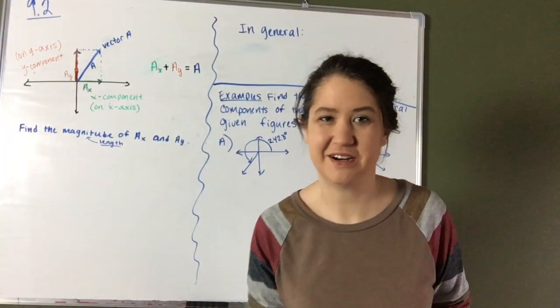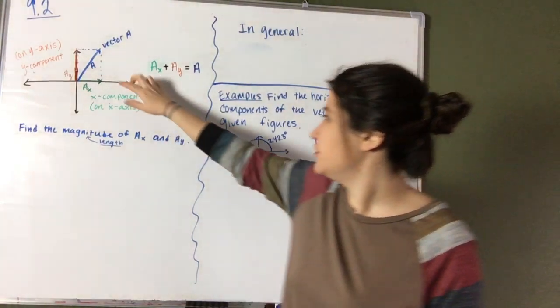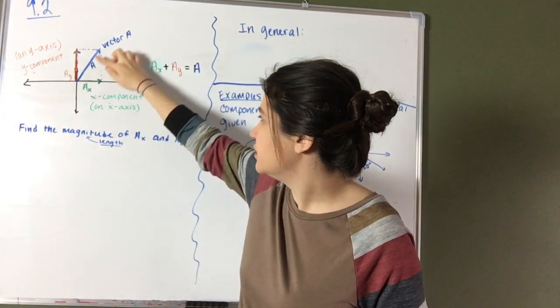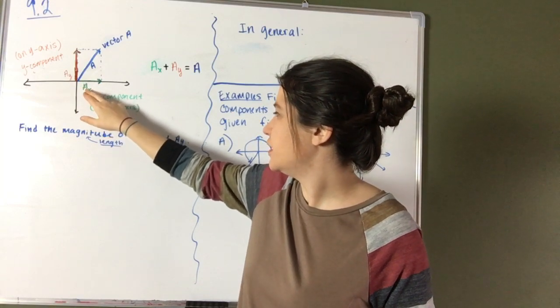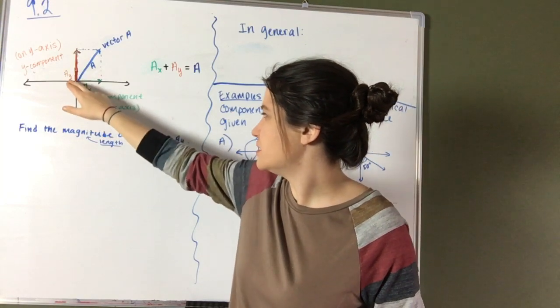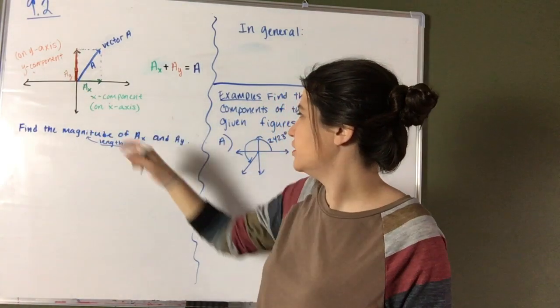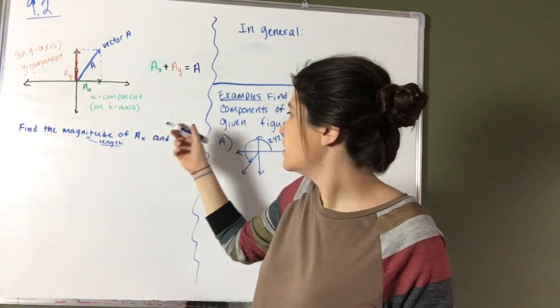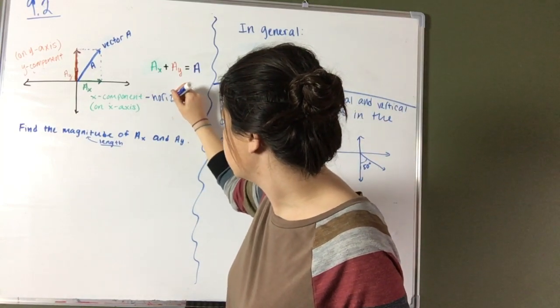In this video, we're going to talk about breaking a vector down into its components. So if you have a vector A, like the vector pictured here, its component vectors are called A sub x and A sub y. The A sub x is the x component vector. It's always on the x-axis. It's also called the horizontal component.